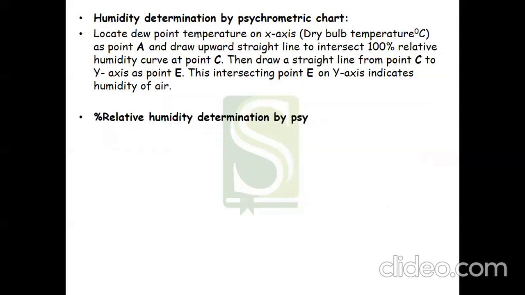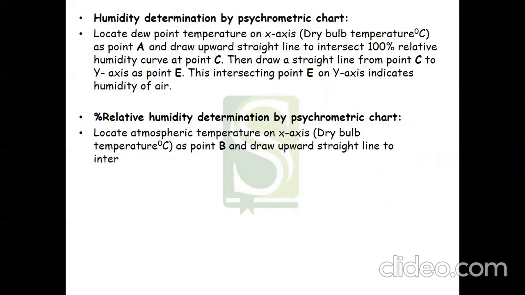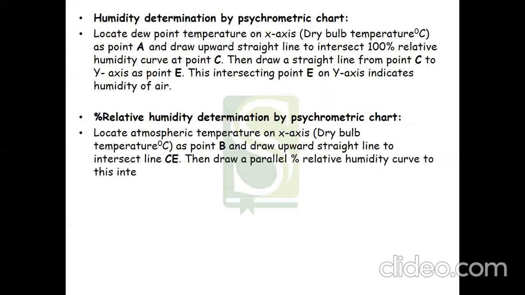Now let us see how we are going to determine the relative humidity by psychrometric chart. Again here we will locate the atmospheric temperature on x-axis, that is the dry bulb temperature, as point B, and we will draw an upward straight line to intersect the line CE. Then we will draw a parallel percent relative humidity curve to this intersecting point D, and it will indicate the percent relative humidity of the air.